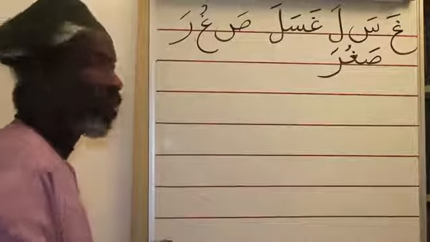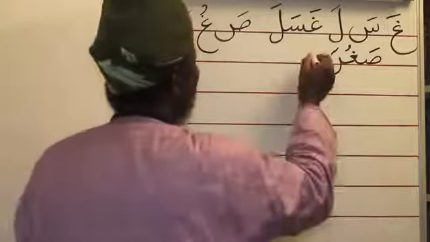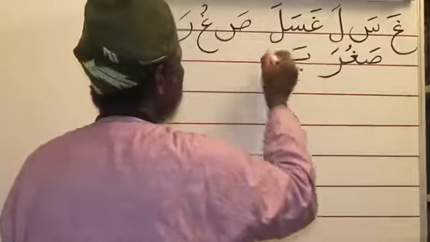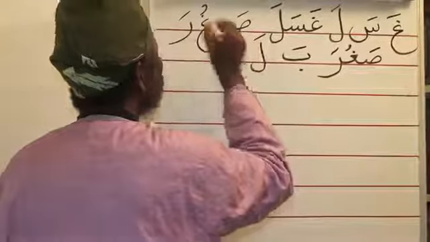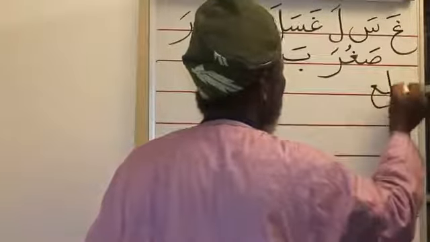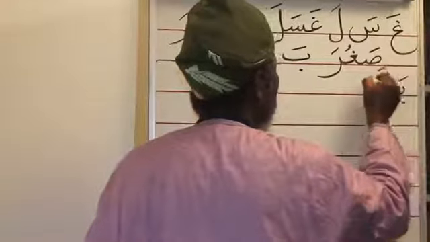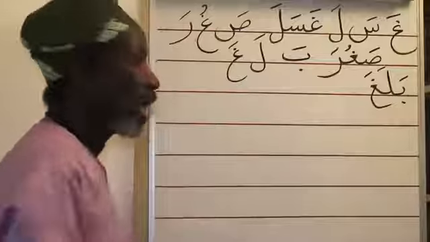Ghain in the end. Ba, la, gha. Balagha. Join. Ba, la, gha. Balagha. So we're done now.